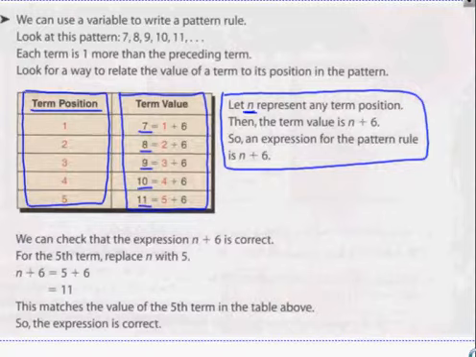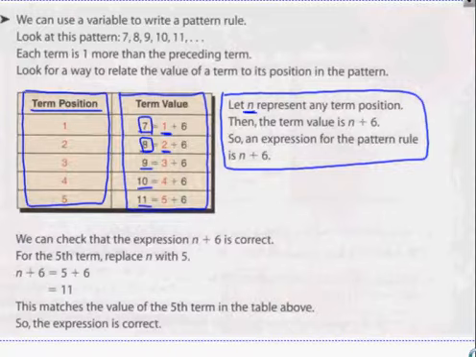Alright, and then beside each of those term values, they've written what numbers they added together to get the term value. So to get the term value of 7, they took the term position number, 1 in this case, because it's in term position 1, and they added 6. In the second term position, the term value is 8. So how did they get that 8? They took the term position number in red, and they added 6 again. And they continued to do that.